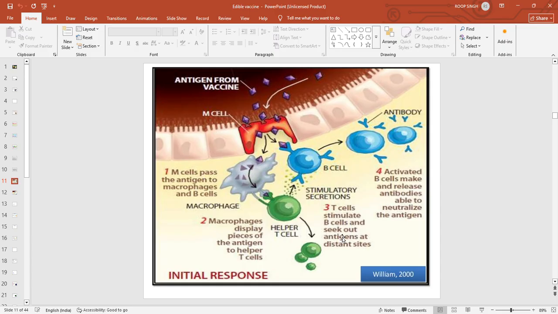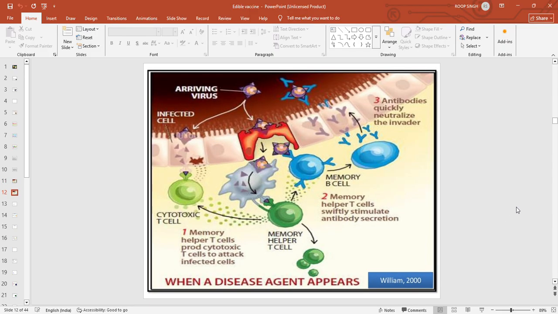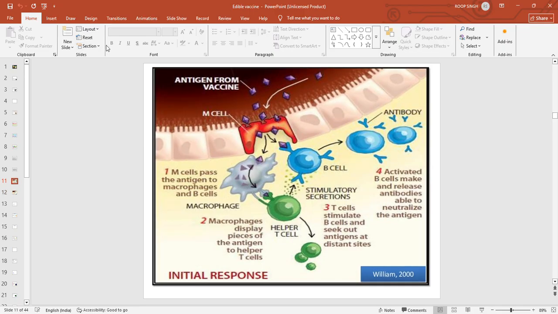T cells stimulate B cells. Now T cells will then stimulate the B cells and seek out antigen at the distant site. So once these B cells get activated, they produce antibodies against this particular antigen, and then it protects the body from the particular disease. The activated B cells make and release antibodies able to neutralize the antigen. So this is how the edible vaccine works. That was the scenario when the edible vaccine was consumed by the person.